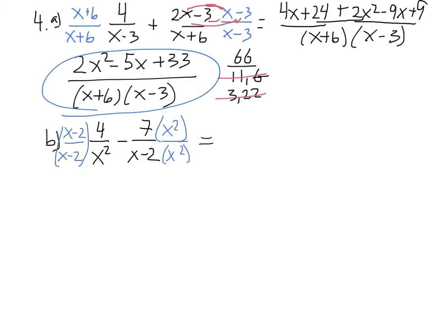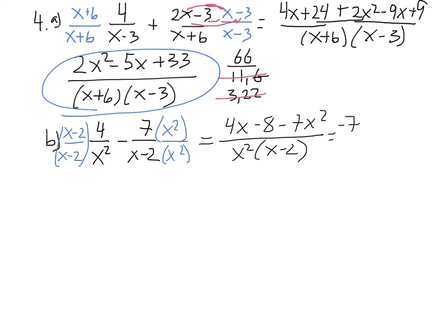First term is going to end up to be 4x minus 8 minus 7x squared, all over x squared times x minus 2. Let's see if that numerator factors. Or let's rewrite it first. What is negative 7x squared plus 4x minus 8 over x squared times x minus 2.